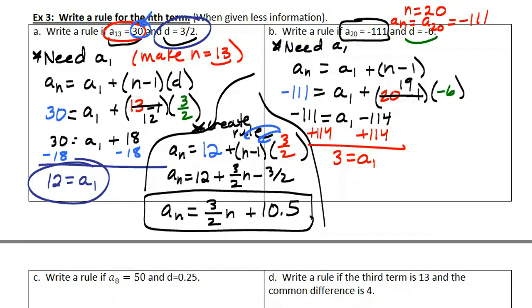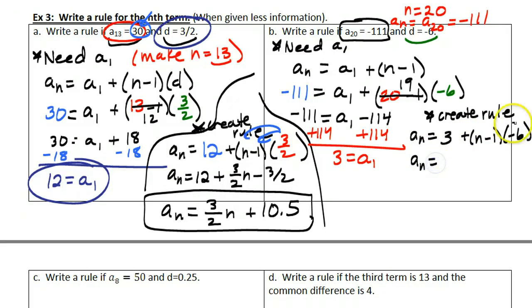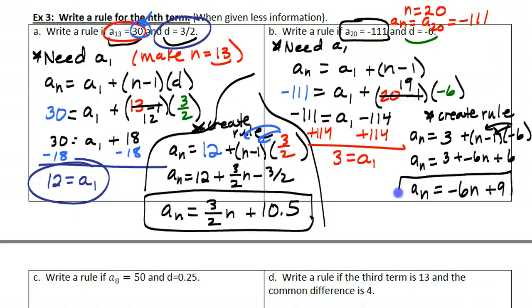Then again, once you found A1, step 2 is to create my formula, or to create my rule, we call it. I am going to plug in term 1. Term 1 is 3. I'm going to plug in my D, and remember, whenever you're creating a rule, you want to leave n as n. That way you can use whatever formula you create to find any term you want to. So I got 3 plus negative 6n plus 6, combine like terms, and I got negative 6n plus 9.